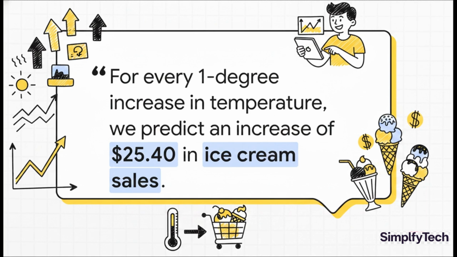Now, if Jeff sees the weather forecast is going to be 3 degrees hotter tomorrow, he knows that means he should plan for about 76 more in sales. That is a data-driven decision.